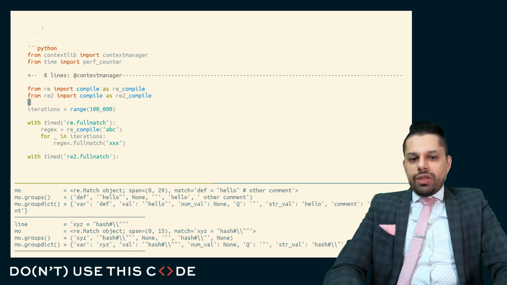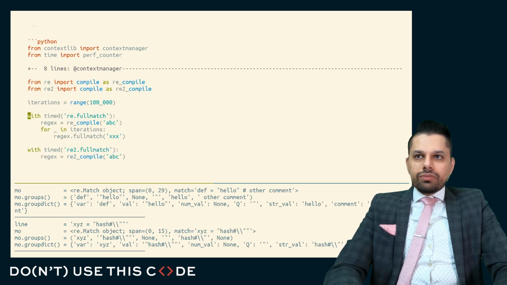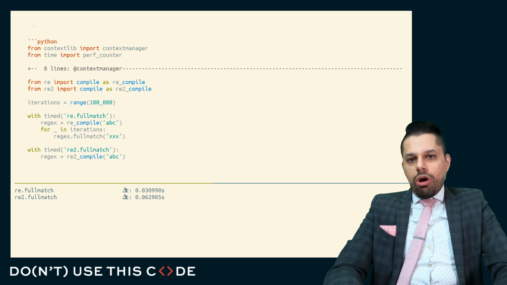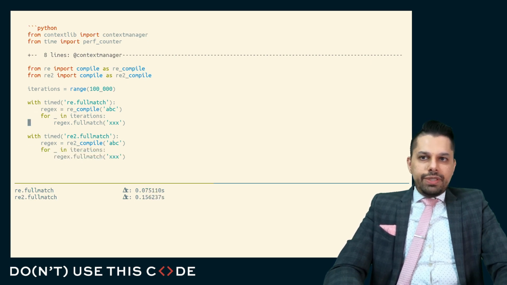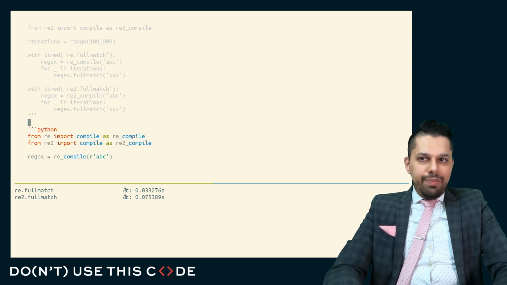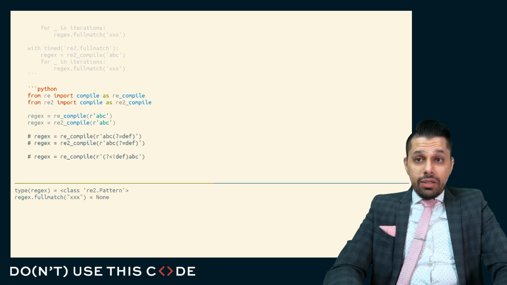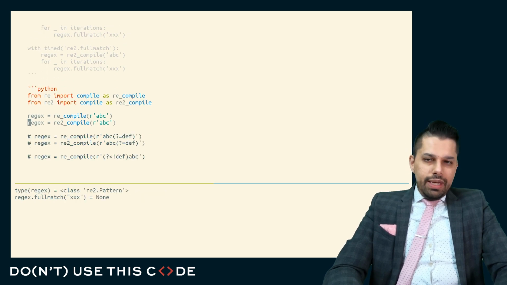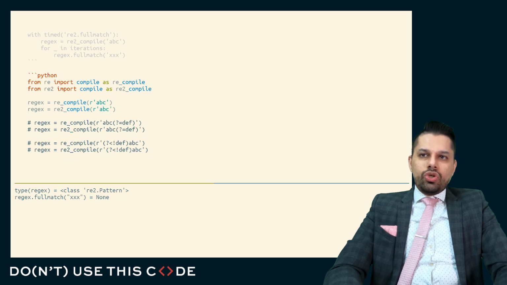Now, I want to talk about the RE and the RE2 module. There is a third-party module called RE2, and if you use it, you will notice that for simple regular expressions, it is actually notably slower than the built-in RE module. You might wonder why anybody uses it. And what you might notice is the RE module seems to have some interesting behavior with certain types of patterns.